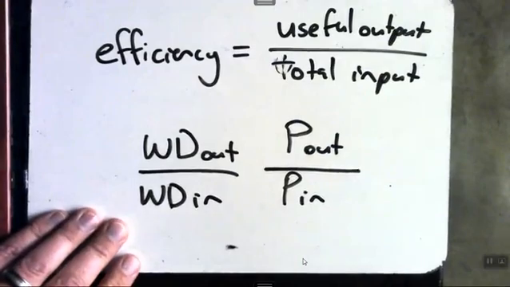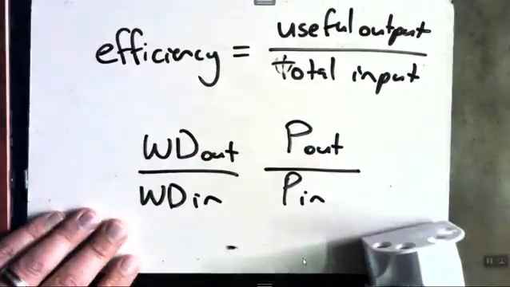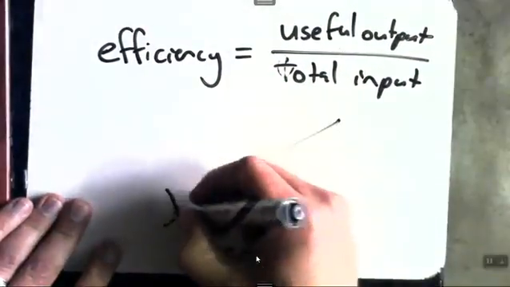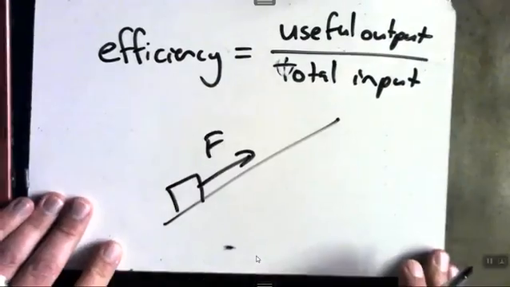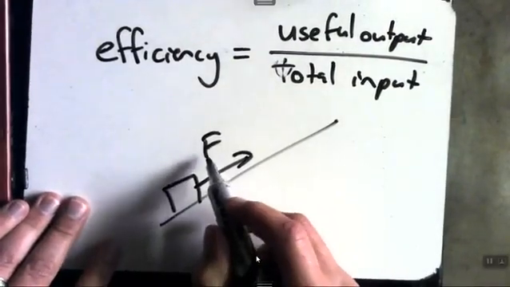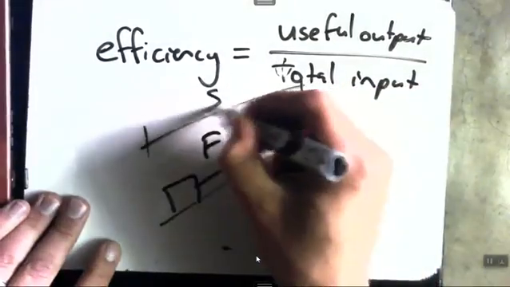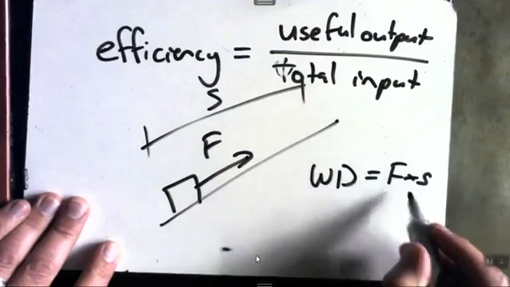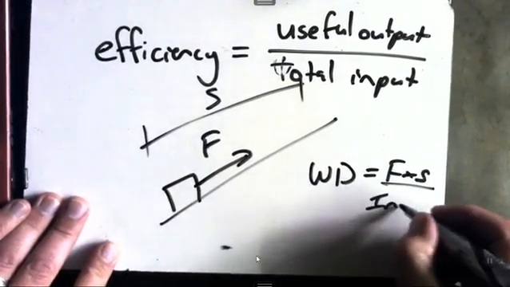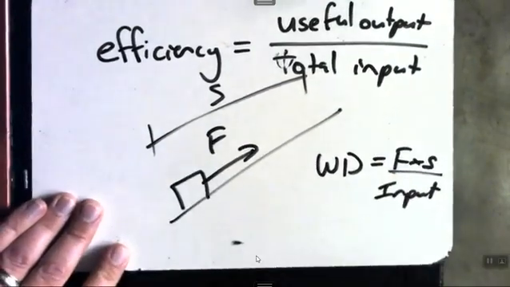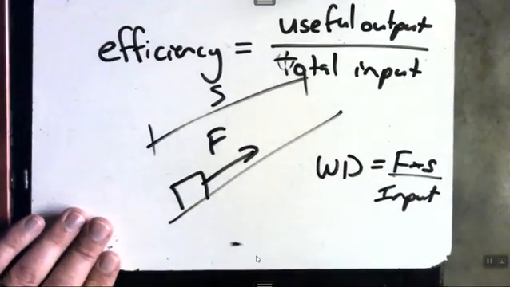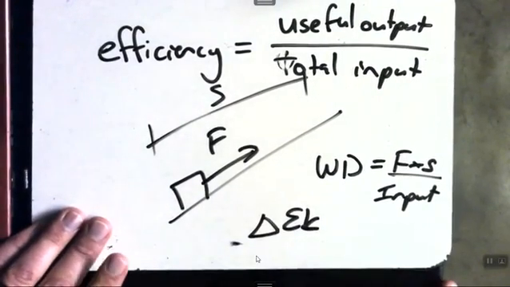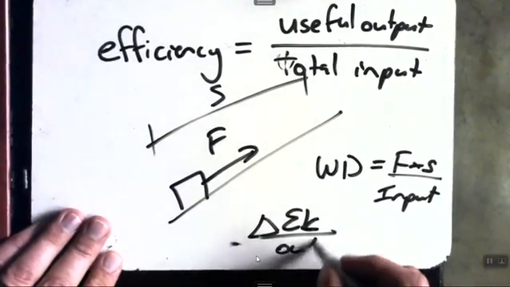Okay, so for example, if we get a question where we're pushing a force up the block, over a distance this much, the work done is the force times the distance, that is the input. The result of that work done, if it moves at a constant speed and doesn't accelerate, is that there is a change in the kinetic energy. Okay, so this is the output.